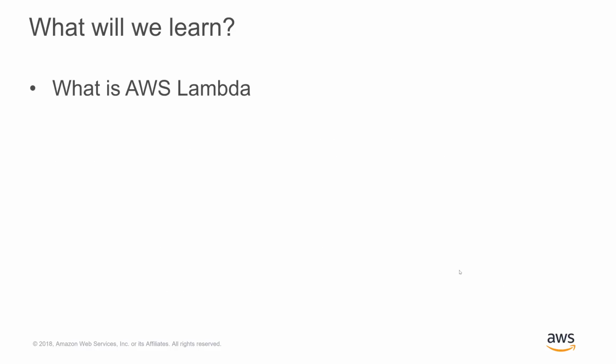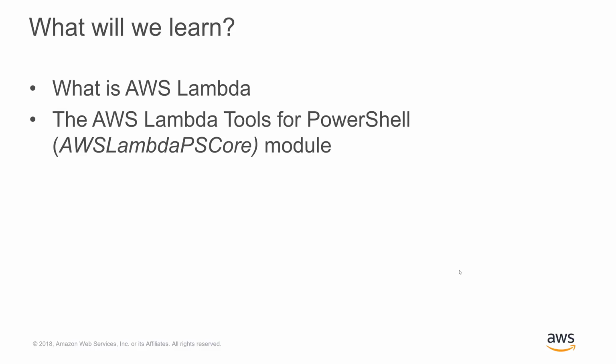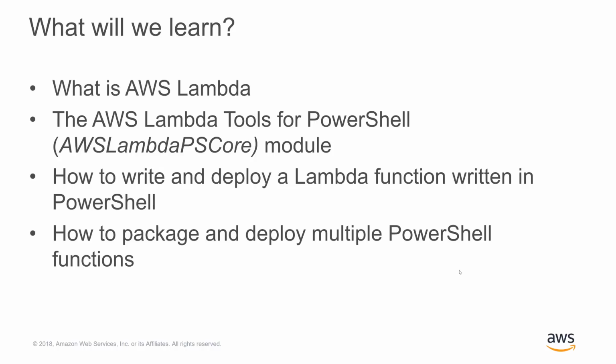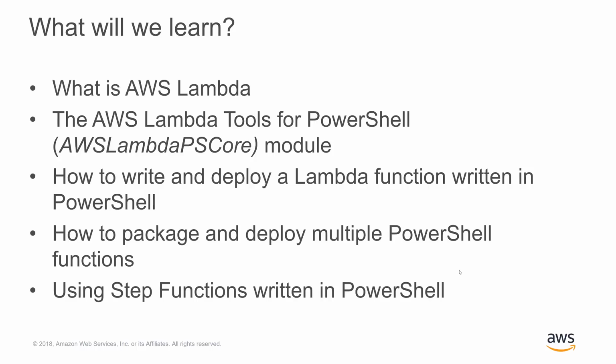What are we going to learn in this session? Well, as I mentioned, we'll have a brief overview of what is Lambda. Secondly, we're going to be using the AWS Lambda Tools for PowerShell, or AWS Lambda PS Core module, which is available on the PowerShell Gallery. We're going to learn how to write and deploy a Lambda function that's written in PowerShell, how to package and deploy multiple PowerShell functions to Lambda, and how to use step functions that are written in PowerShell.